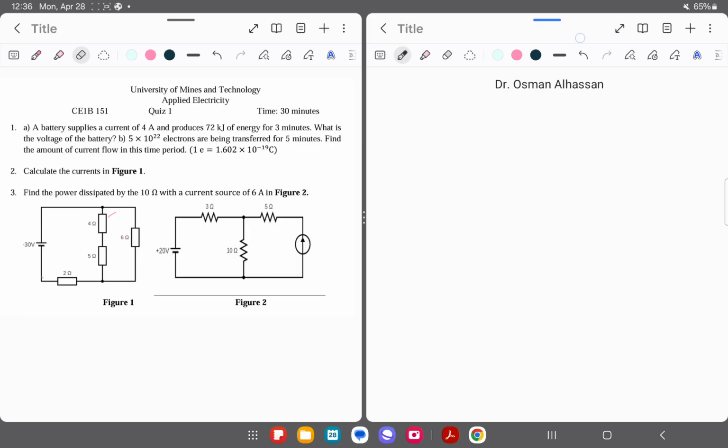Applied electricity lecturer. So I'm going to be solving quiz one that we did about two to 3 months ago, right? So it's been a long time. So in order to help you better prepare for the final exam, which is going to be taking place on 6th May, I'm going to be solving quiz 1. I'll be solving all the 3 questions. So we have question 1, 2, and then 3.